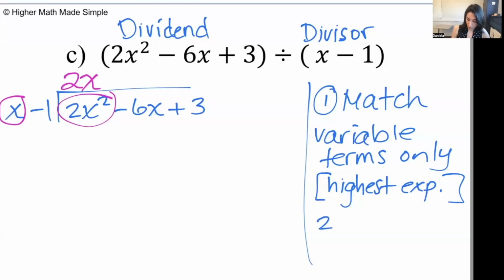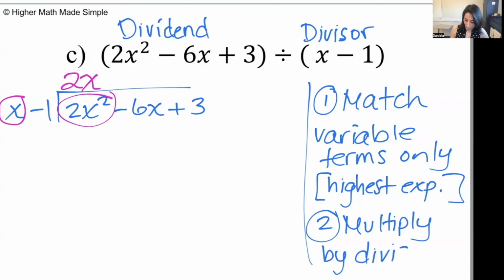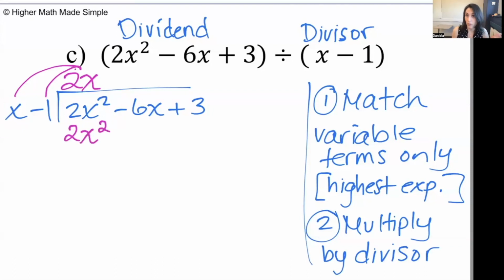So after you have matched those terms, now it's time you're going to multiply. You're going to multiply whatever you've matched, so that 2x at the top, by the entire divisor, okay? Now remember, the divisor is a binomial. So please don't forget, you should be always doing the distributive property, right? So we're looking to distribute the 2x to the x and to the -1, right? As I said before, you're multiplying it by the entire divisor. So 2x times x is 2x squared, right? We needed to match them, so that makes sense. And then 2x times -1 is going to give me a -2x.